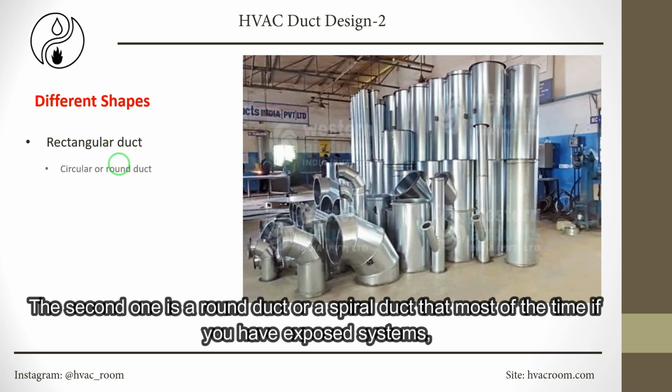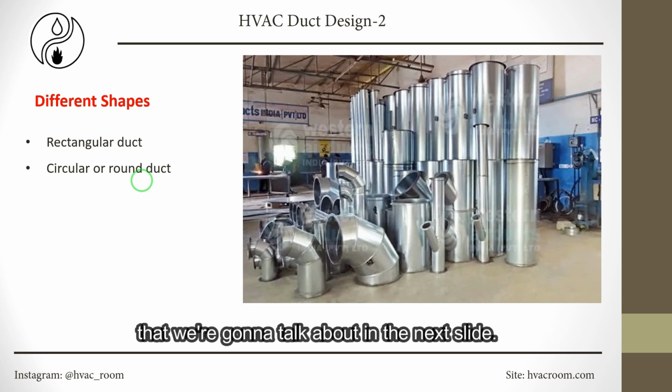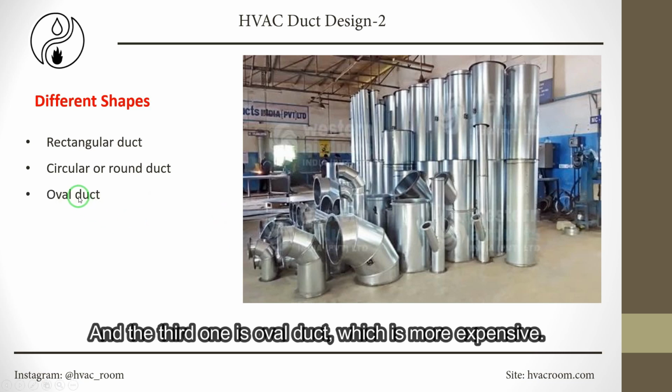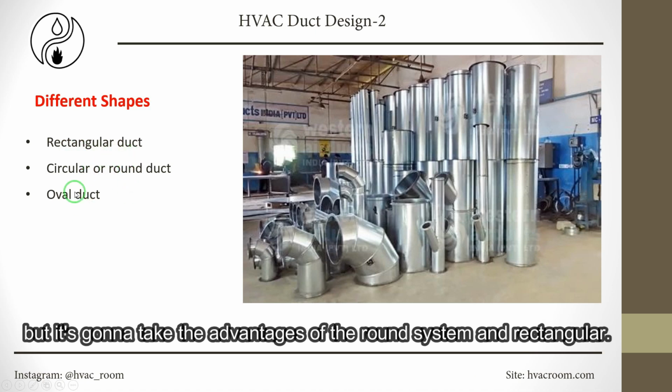The second one is a round duct or a spiral duct that most of the time, if you have exposed systems, we would like to go with round duct because it looks nicer and there are lots of advantages that we're going to talk about in the next slide. And the third one is oval duct, which is more expensive compared to rectangular duct, a square duct, or a round duct, but it's going to take the advantages of the round system and rectangular.